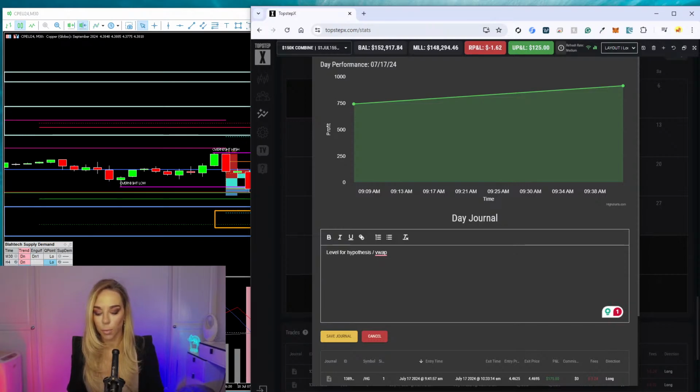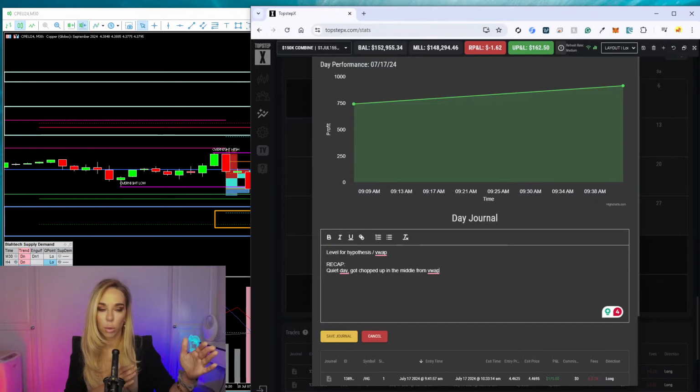So you can go recap: quiet day, got chopped up in the middle from VWAP. So what does that mean? It tells you that maybe on those days when things are quiet, VWAP is not a good trade location, right? So you need to change that. So use the journaling as a tracking tool to see what's working, what's not working, and then also time of day.